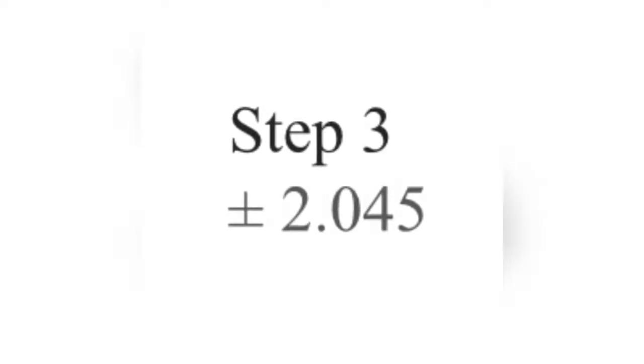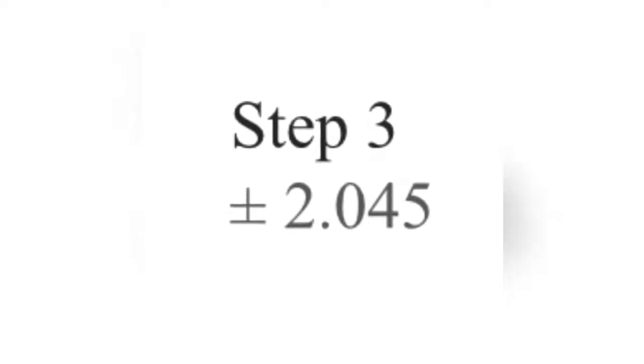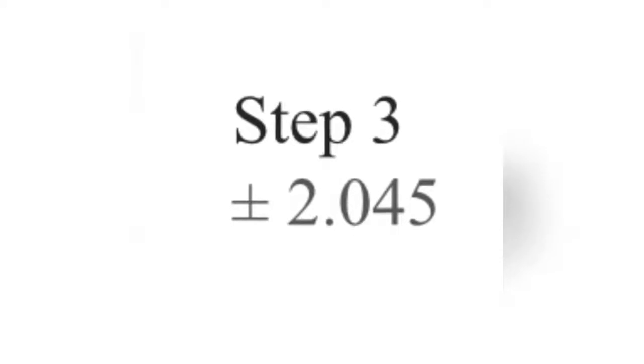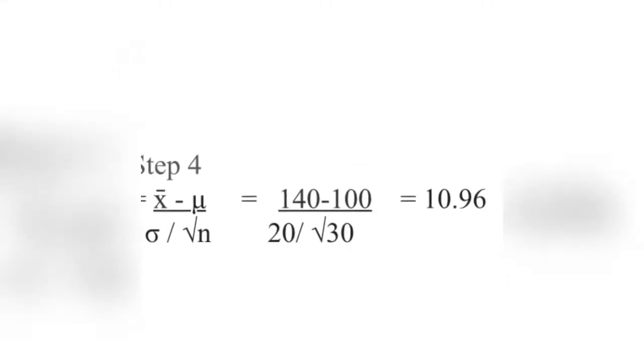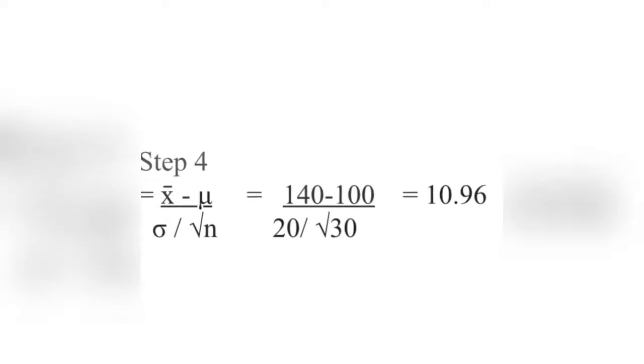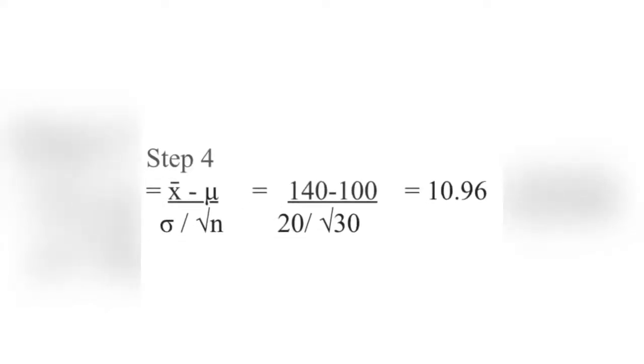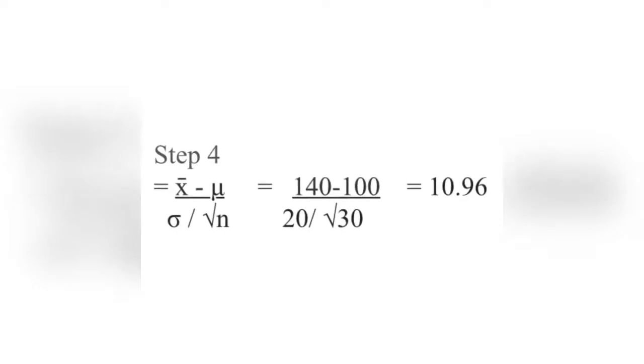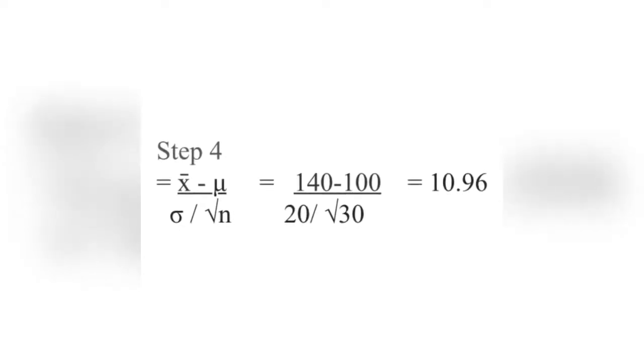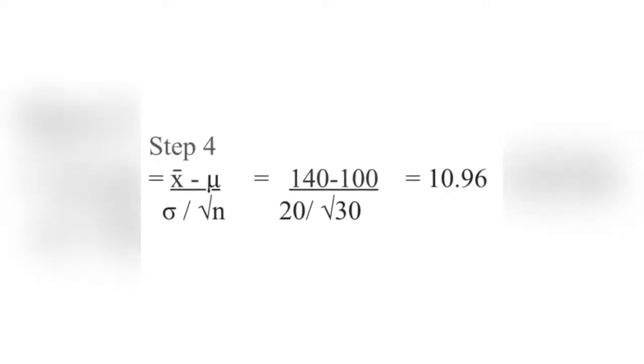Step 3. Connect and pinpoint where the two-tailed test column and degrees of freedom intersect. Since it's two-tailed, it is positive negative 2.045. Step 4. Once again, input the data following the formula. Compute and recheck. And here we get 10.96.